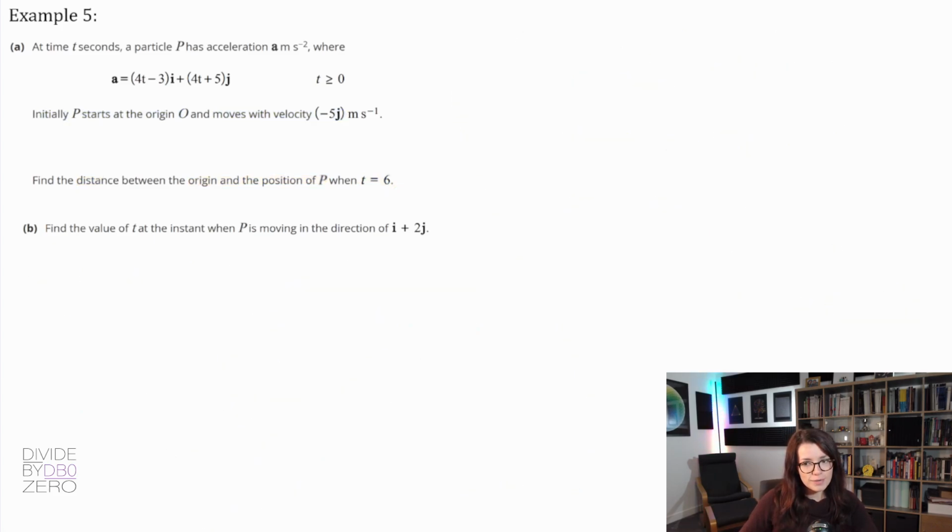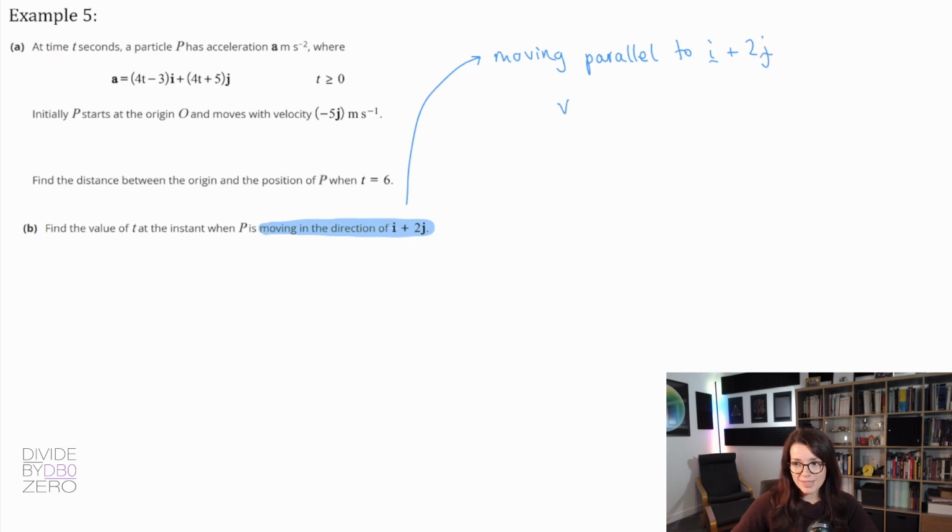Part B, find the value of t at the instant when P is moving in the direction of i plus 2j. Now, moving in the direction of i plus 2j is interesting. What that means is that it's moving parallel to i plus 2j. That means we can say that v is going to be a multiple of i plus 2j. Because with vectors, when two vectors are parallel, they are multiples of each other. And we're going to say that k has to be greater than 0, so it's definitely moving in the exact same direction, rather than in the opposite direction. If we expand this, that's going to be ki plus 2kj meters per second. You can use any letter there, you don't have to use k, but usually we use k.